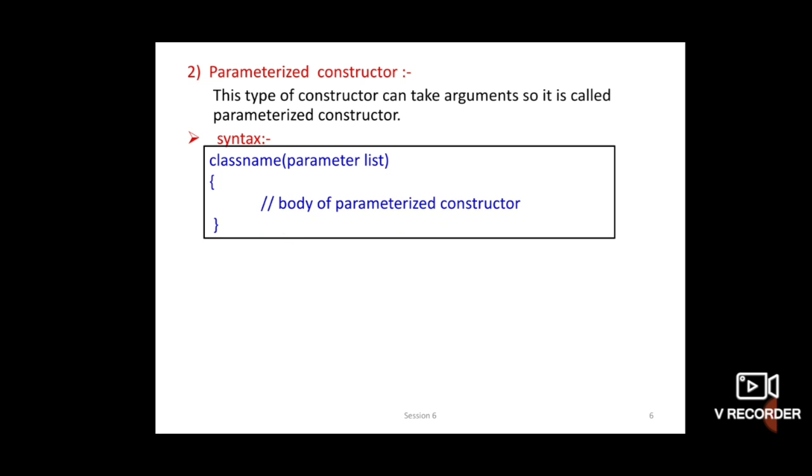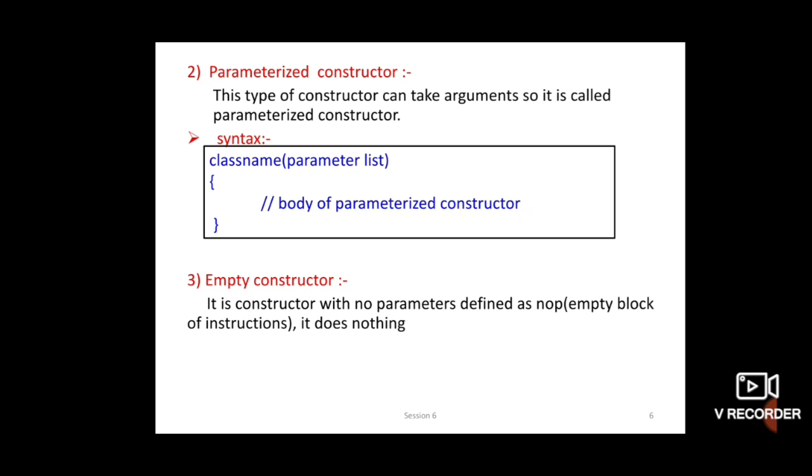Now next is the empty constructor. You know empty means nil, no statement. It is called empty, blank. So an empty constructor means a constructor with no parameters, defined as NOP. NOP means an empty block of instructions, meaning there is no instruction in this empty constructor; it does nothing.